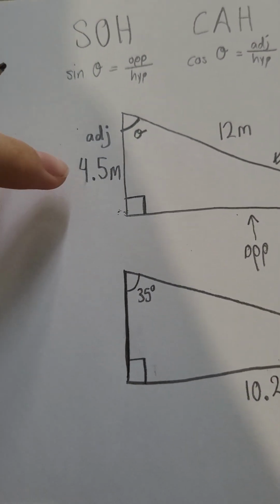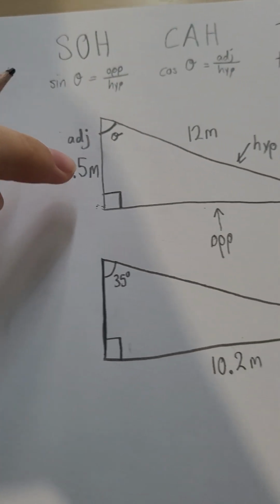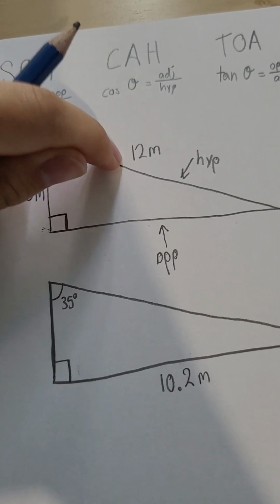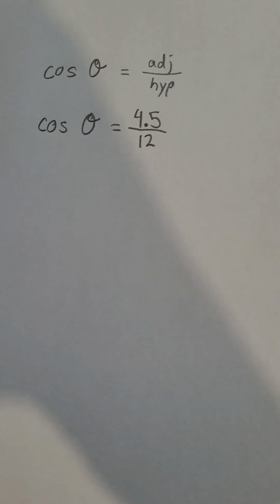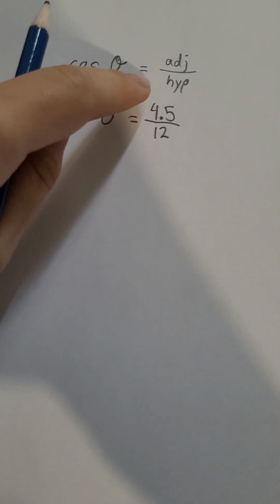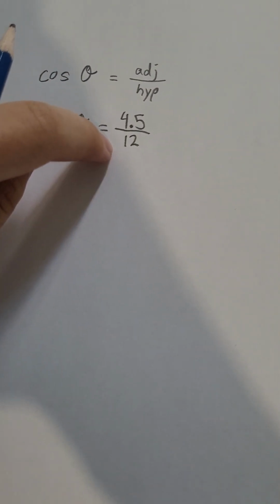So over here, I will write down cos. I'm just going to pause and then show you after. So cos theta is equal to adjacent over hypotenuse. And now we can sub in the values for the adjacent side and the hypotenuse side. The adjacent side being this 4.5 meters and the hypotenuse being this 12 meters. So I'll just sub that in. So here we have the 4.5 and the 12.